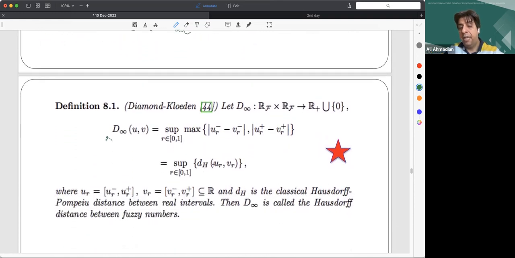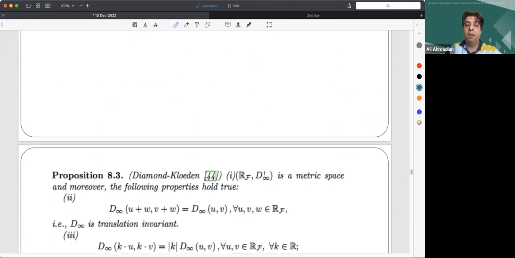Supremum of the r cuts. This is how we define the Hausdorff distance between fuzzy numbers. The metric space that is used for fuzzy numbers is called Hausdorff, and the distance is defined based on this definition: the supremum over the r cuts of the maximum of the subtraction of the lower and upper bounds.